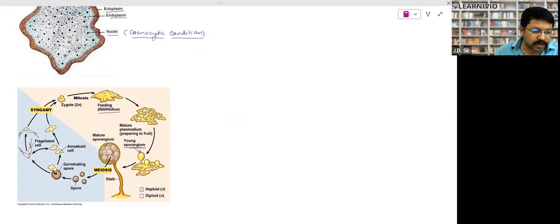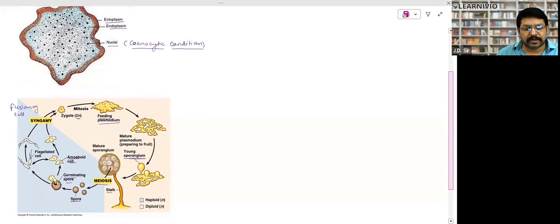After that, they form this kind of structure, called the sporangium. The sporangium becomes larger. This is the stalk, and here mitosis takes place. They make a number of spores, right? These spores germinate and rupture, and some amoeba-like cells come out. These amoeboid cells fuse. Fusion of cells is called syngamy. Again they make a diploid zygote, and then mitosis takes place again. They make this structure. That is their life cycle.